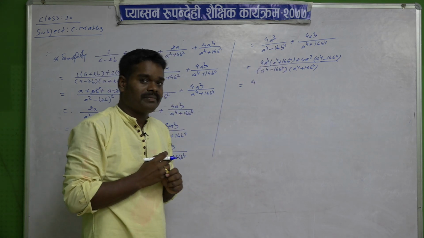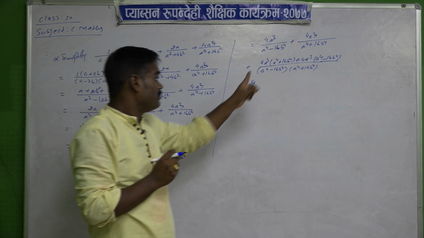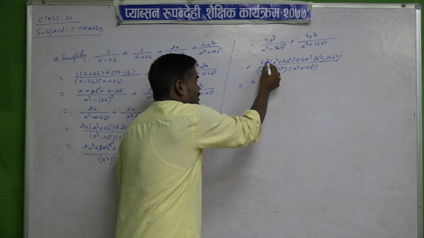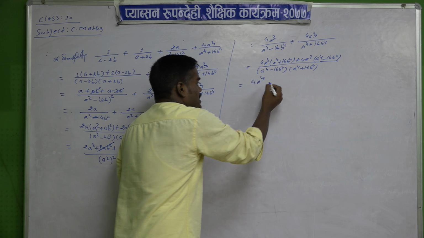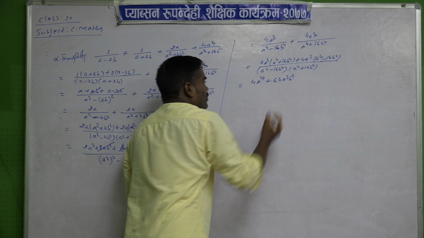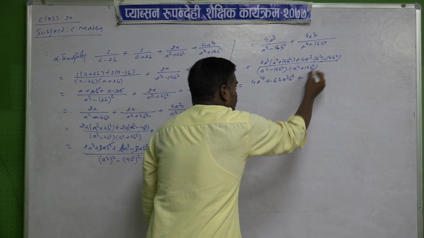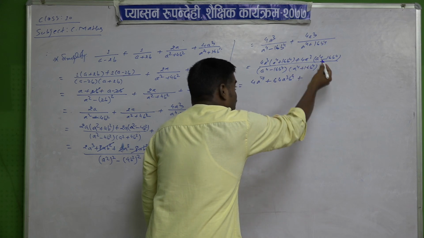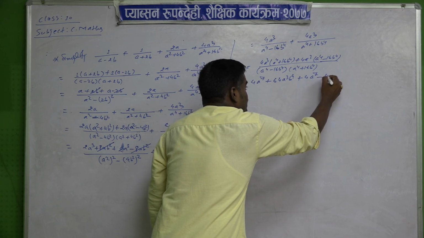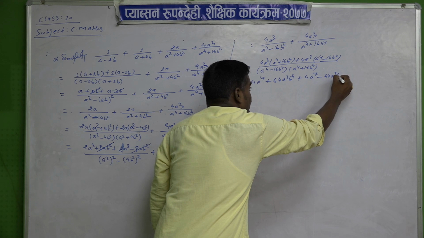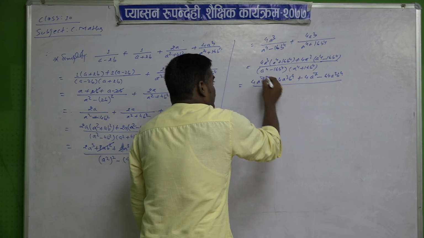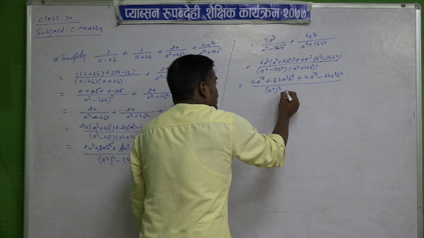If bases are same and they are multiplied, then what will happen? Powers are added. So 3 plus 4 means 7, a⁷ plus 16a³b⁴ plus same, bases are same and they are multiplied, then powers are added. So 4a⁷ minus 64a³b⁴, and then after a⁴, (a − b)(a + b) means a² minus b², a² minus b².